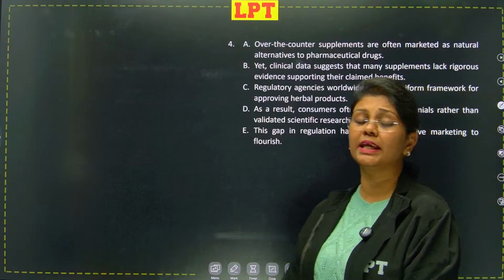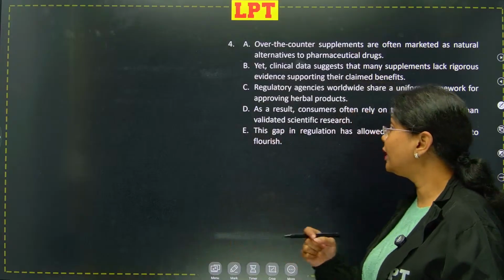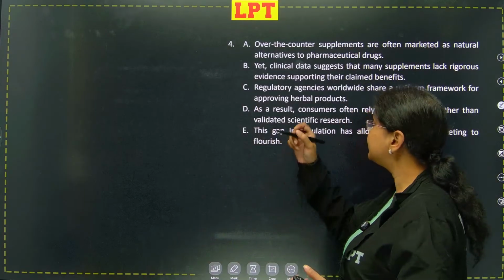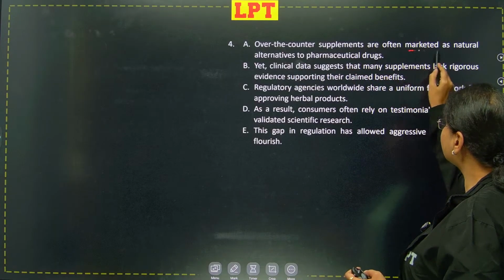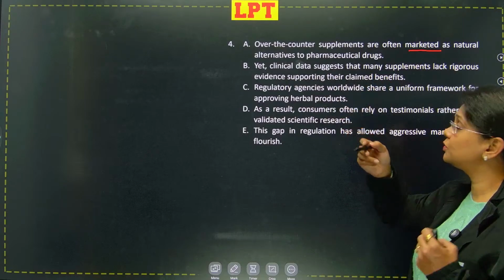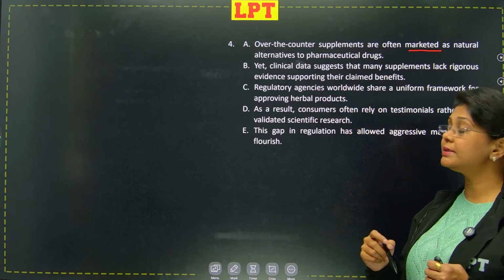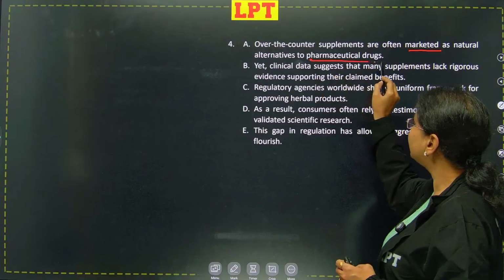All right, that was enough time to solve an odd one out question. Let's now try to figure out the answer. So let's read out the sentences. A says, over the counter supplements are often marketed as natural alternatives to pharmaceutical drugs. So this talks about over the counter supplements marketed as natural alternatives to pharmaceutical drugs.